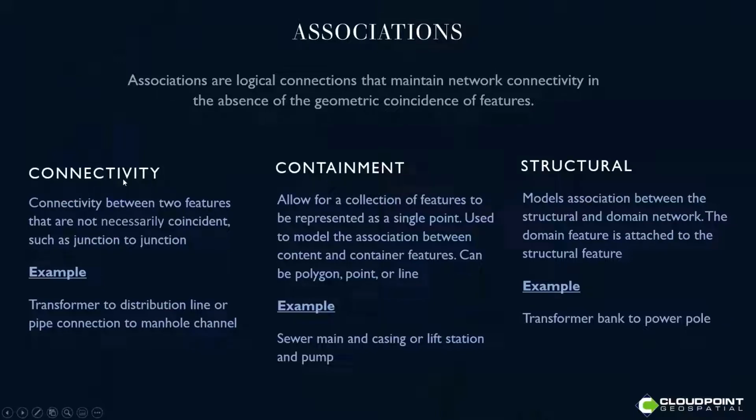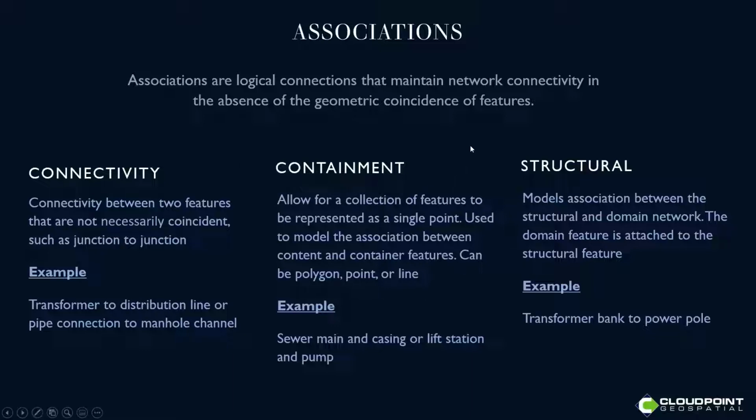So the connectivity associations are between two features that aren't necessarily coincident, and that would be a junction to junction. So an example would be a transformer to a distribution line, or in the example of our sewer network, a pipe connection to a manhole channel. In that case, we can have a manhole channel and our pipe connection's not sitting on top of it. It's sitting next to it so that you can visualize it. And then we use these connectivity associations to establish that connection. And I have an example of both connectivity associations, creating those, and containment.